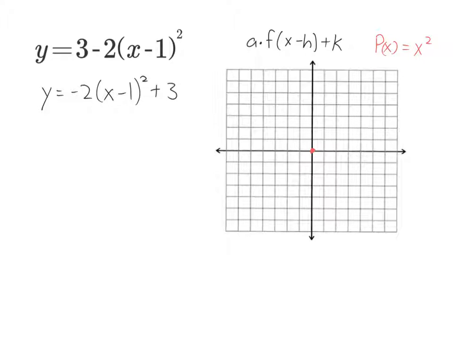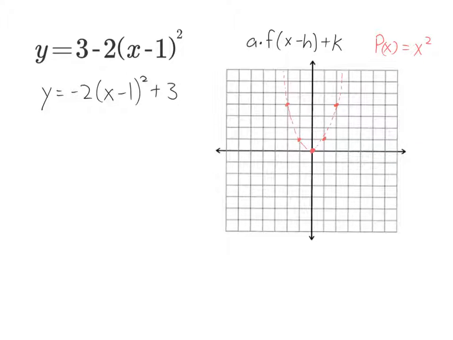It's going to be 0, 0, and then over 1 up 1, because 1 squared is 1, over 2 up 4, because 2 squared is 4, and then it's going to be over 3 up 9, over 4 up 16, but we're not going to be able to fit it. So my parent function is going to look something like this. Now we're going to do the transformations on it.